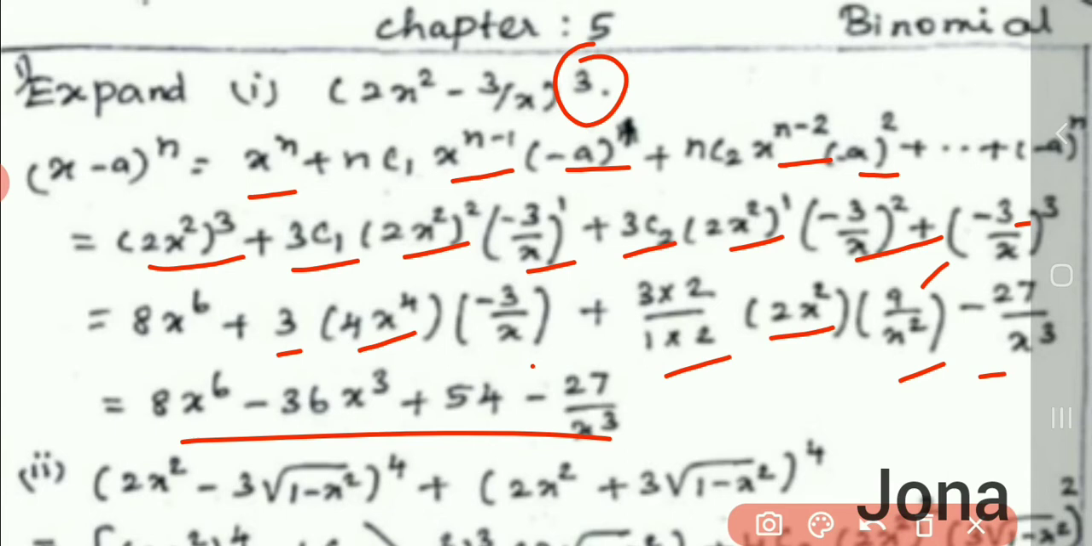Here we just substitute in the place of x, a and n. We have the formula, from before this exercise 5.1, for the binomial theorem, for (x + a)ⁿ and (x − a)ⁿ. Okay.